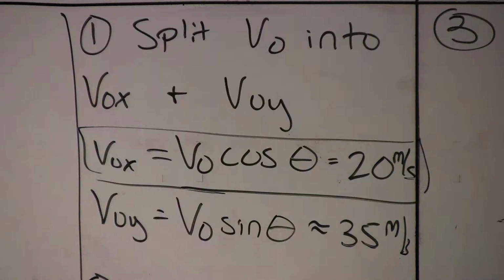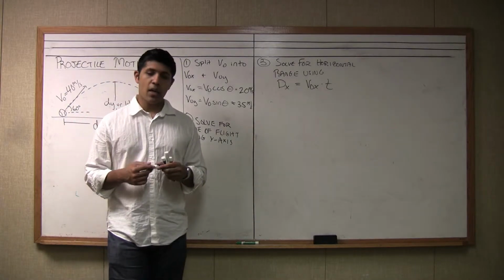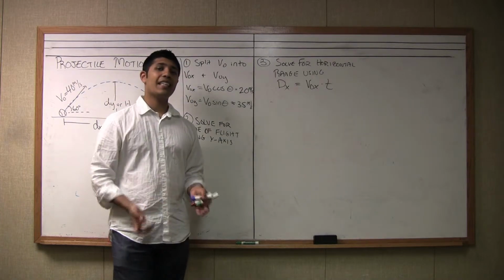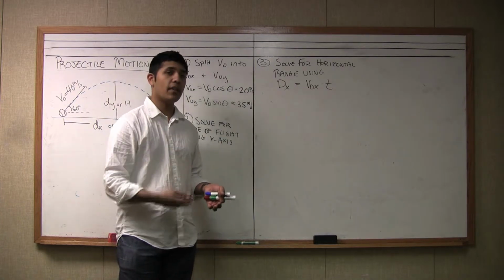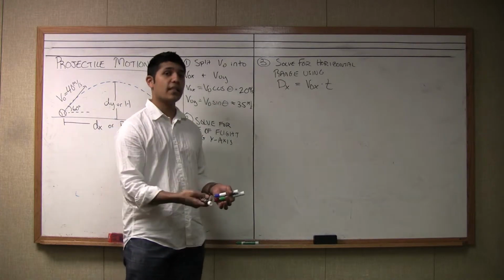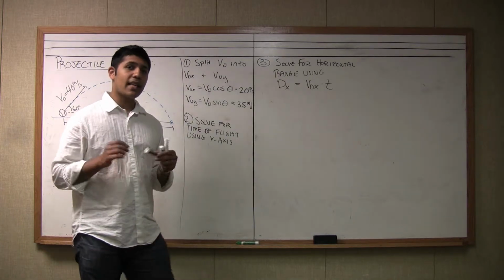Now that we have our projectile's velocity decomposed into an x component and a y component, the next thing that we should do is solve for the time of flight. We want to know how long the baseball is going to be in the air. The time of flight is going to depend on the y-axis. The higher I throw this marker, the longer it's going to stay in the air.